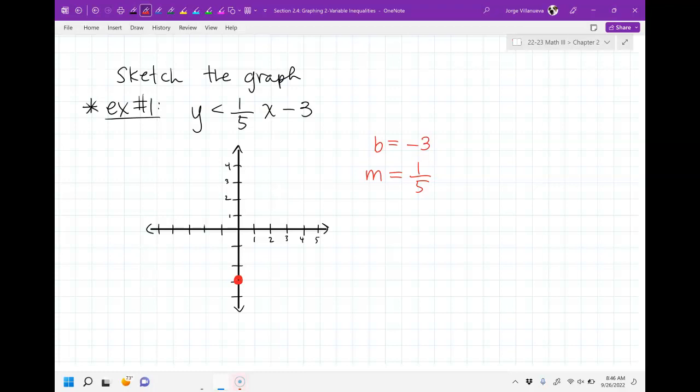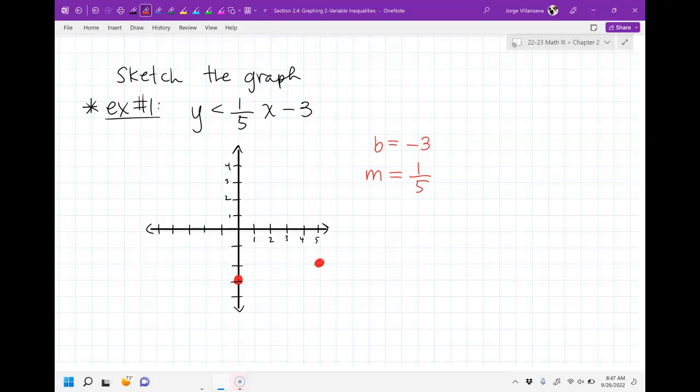And from that point, I'm going to use my slope to move, right? Since it's positive, I got to go up. 1 up, 5 over. So 1 up, 5 over, that's over here. Okay? All right, great. I got my 2 points. 2 points make a line. What kind of line should I draw if it says less than?